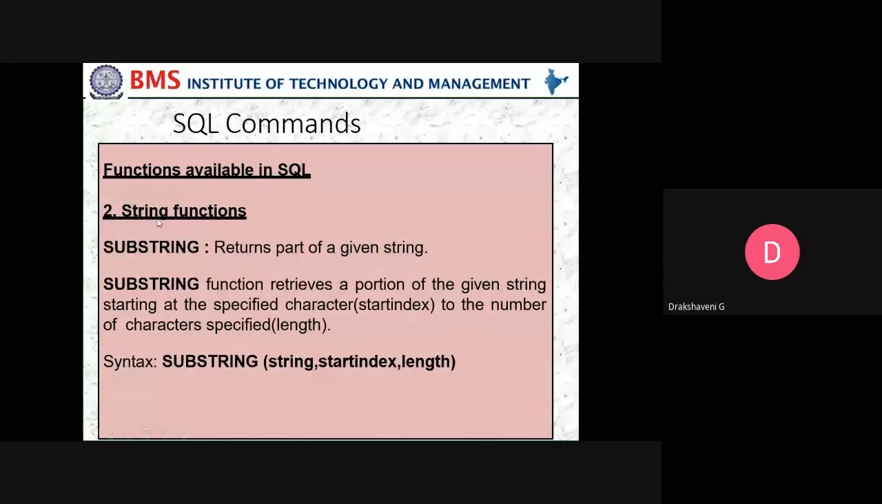Then we use a string function, substring, which returns part of a given string. So a complete string is there, and from that I want only 5 characters. You can use the built-in function called substring. It takes the starting index, and the length we want. The length can also be specified. That's how you can take the substring.